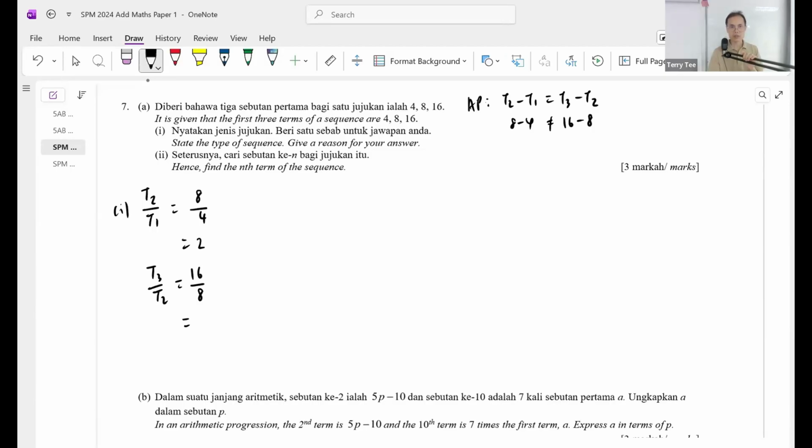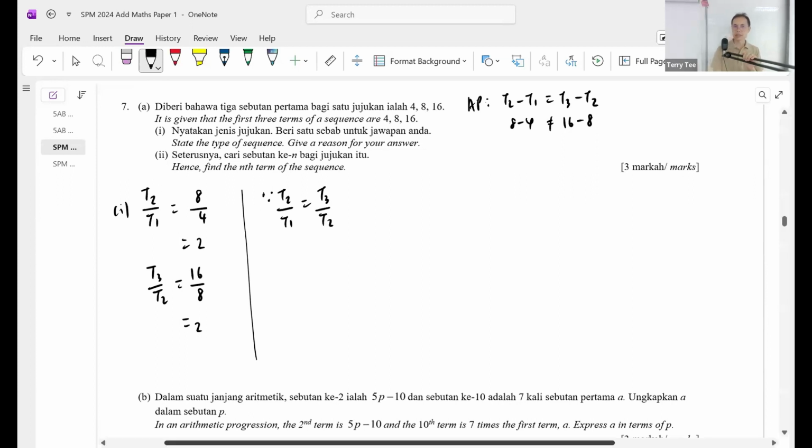You will get 2 as well. Now, since T2 divided by T1 is the same value as T3 over T2, you can call this R1, R2 if you like. So we can conclude that this is a geometric progression. The reason is because T2 divided by T1 is the same as T3 over T2. They are both 2. All right, this is only the first part.